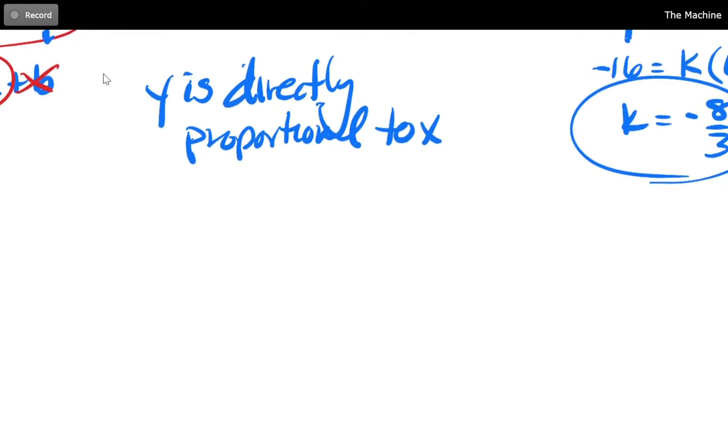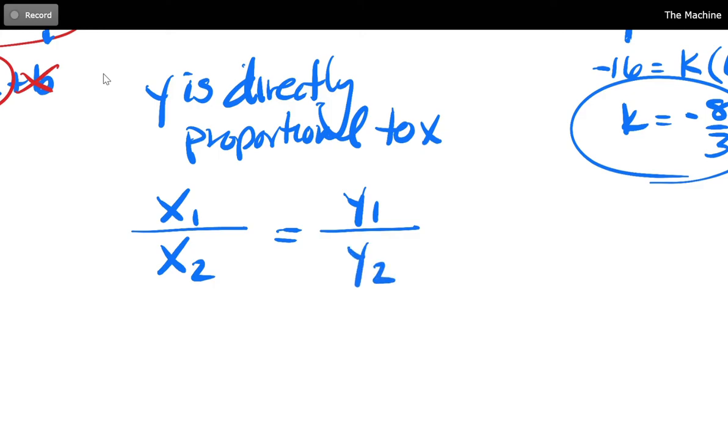A proportion is two fractions that are set equal to each other. Here's how it would go. You would have the first x on top, the second x on bottom, and the first y value on top, and the second y value on the bottom. This is the best way to do it, with the x's all in one column and the y's all in one column, and there's a reason for that that happens later.